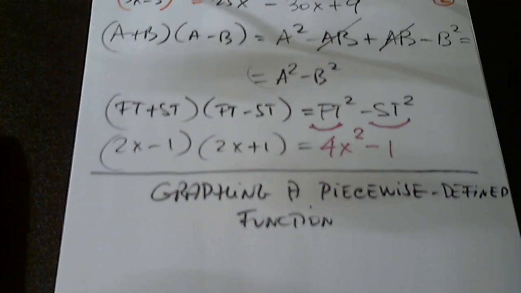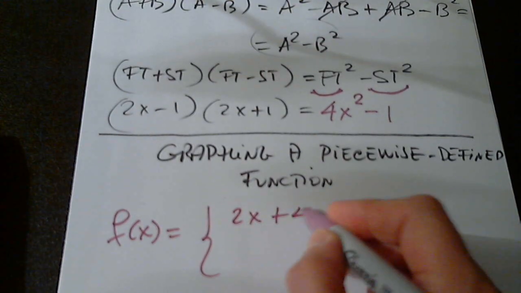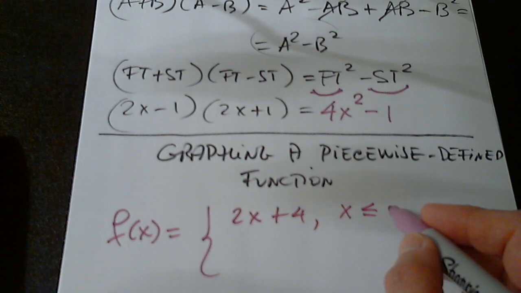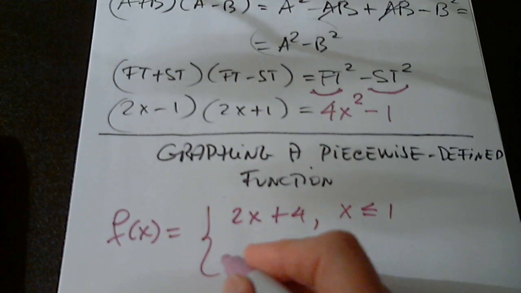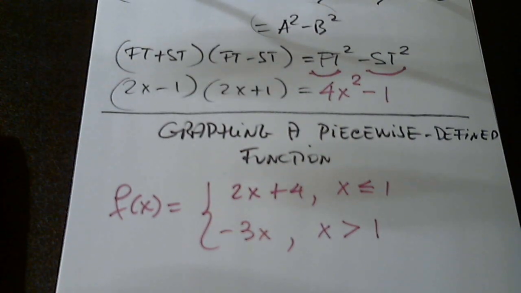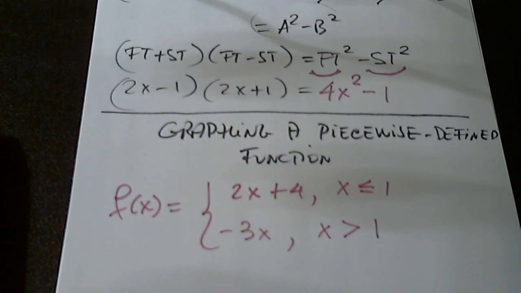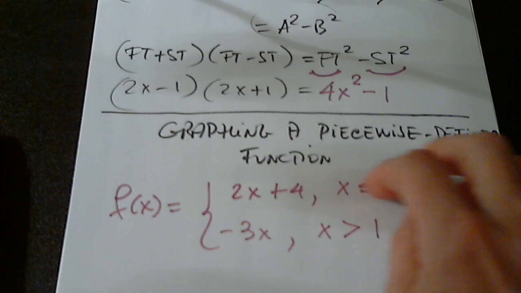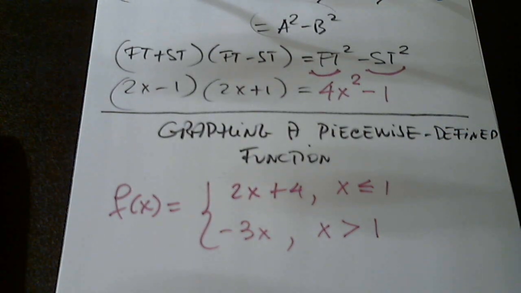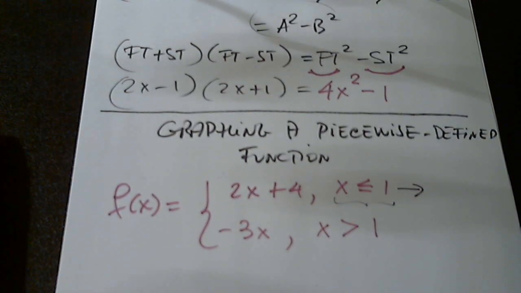What is a piecewise defined function? So here's an example with two branches. Let's say 2x plus 4 for x less than or equal to 1, and negative 3x for x greater than 1. This is a piecewise defined function, meaning it's defined in two pieces. One piece is valid only for numbers from negative infinity to 1. Anyone remembers how to write the interval notation for this? Can anyone give us the interval notation for x less than or equal to 1?